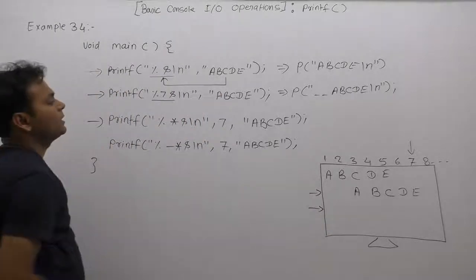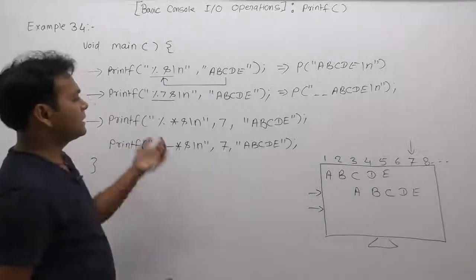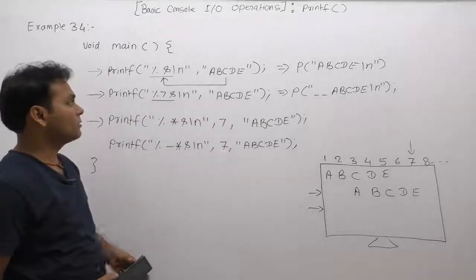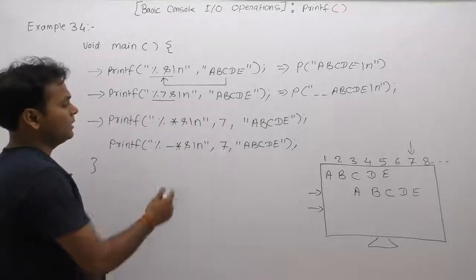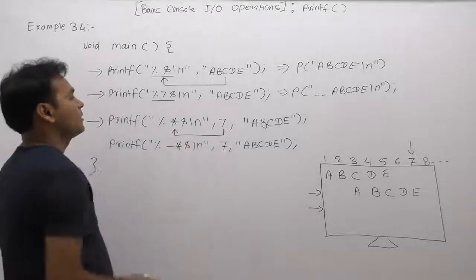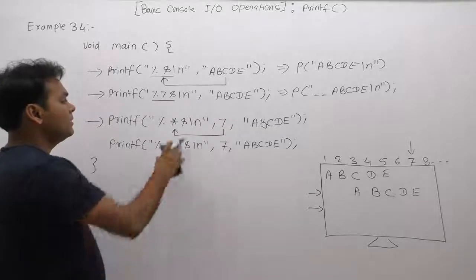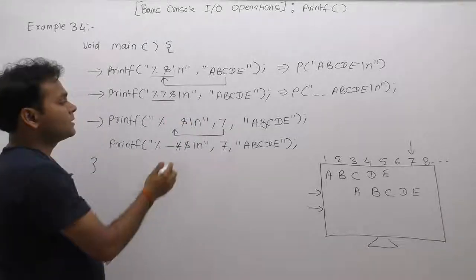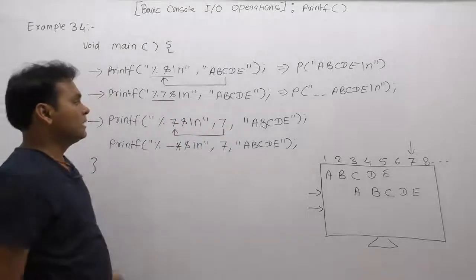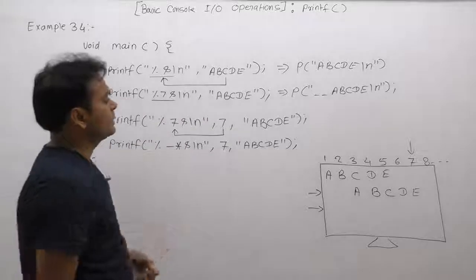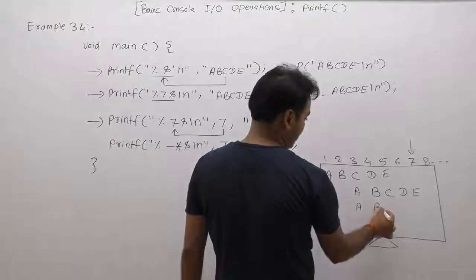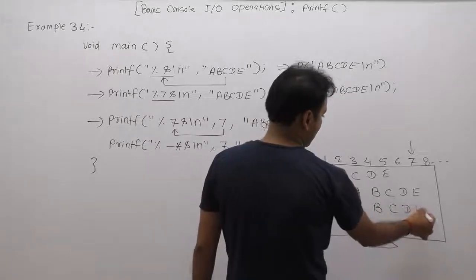Next one, third printf. In that case, again we are supplying the same statement as previous, but in a different manner. Here we are not supplying the width value directly. In that case, star is replaced by the corresponding argument 7. The logical meaning of this string becomes like that: star will be replaced during execution by the given width 7. It becomes the same as previous, therefore the displayed message is also the same as previous: A, B, C, D, E.